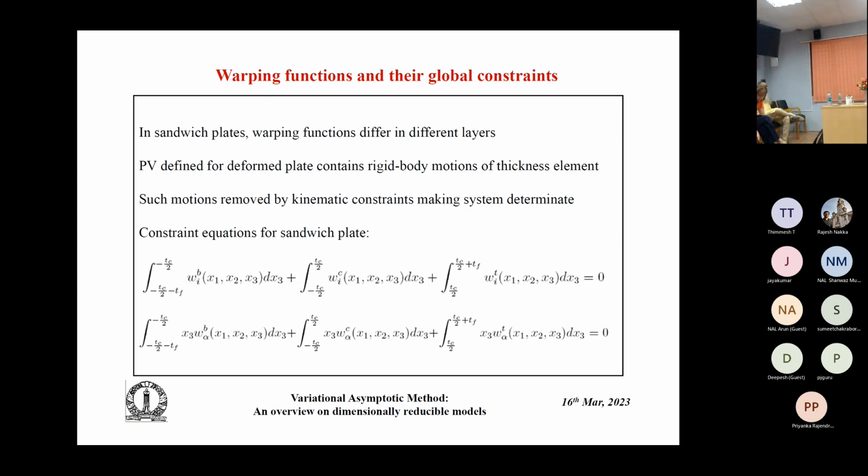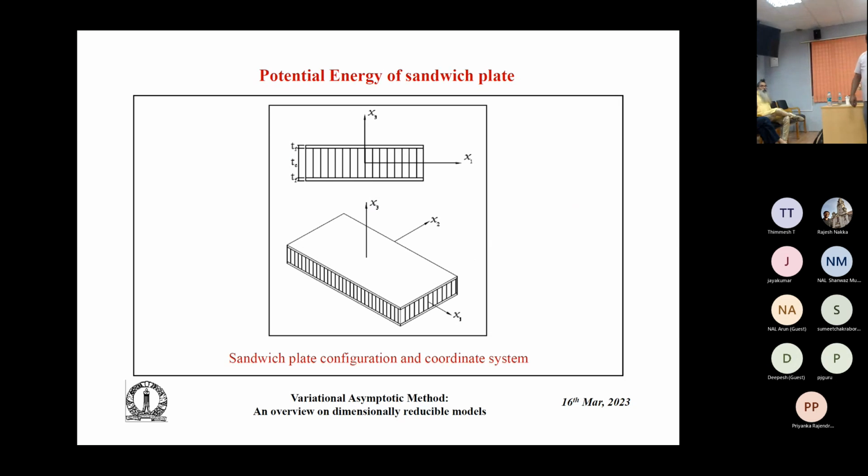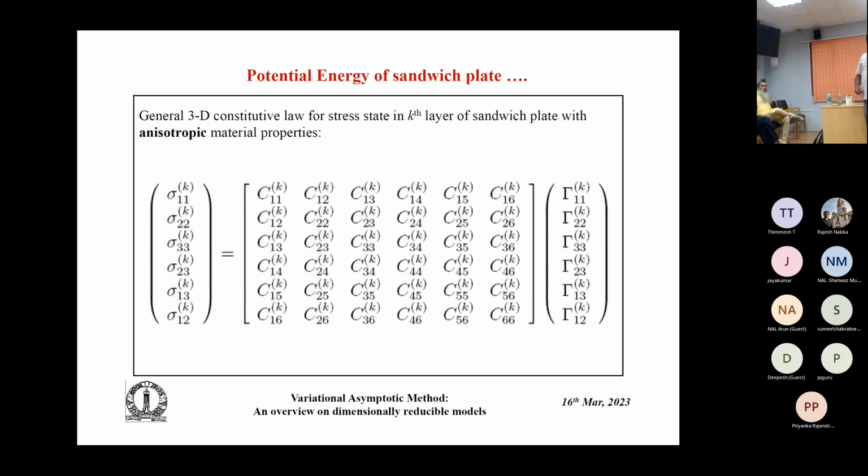To remove these kinematic constraints and make the system deterministic, we have to use the global constraints on the warping. The first equation gives the translational global constraints for the warp, where i stands for 1, 2, 3, and alpha stands for the in-plane coordinates. So the first stands for the translational, and the second one stands for the rotational constraints. This is the slide which shows the axis system which has been used to formulate the potential energy, where X3 is taken as the thickness direction of the sandwich.